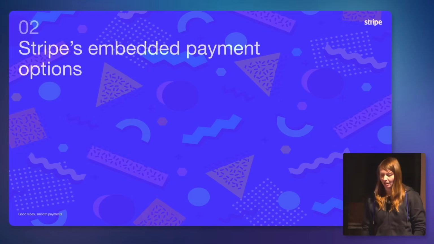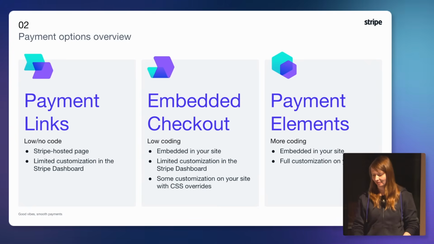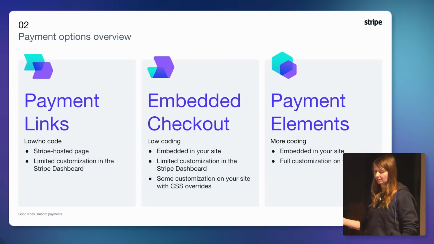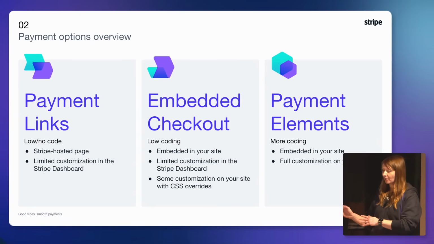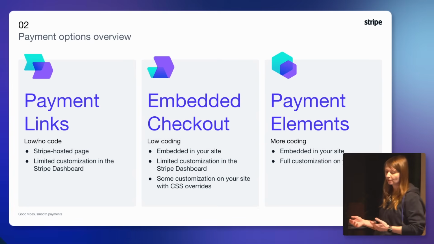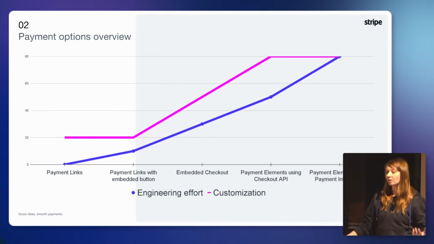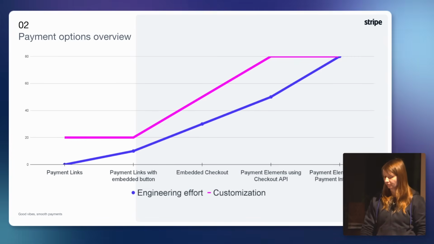But first, let's start with the options Stripe offers for embedded checkouts. So Stripe has 3 ways to integrate a checkout flow into a website. There's payment links, embedded checkout, and payment elements. We're going to dive deeper into all 3 in a moment, but here's a high-level overview, and the main thing to note is the amount of coding effort versus the customization options. The general takeaway is the more customization your checkout flow needs, the higher the integration and maintenance effort on your side. So let's dive into the options.